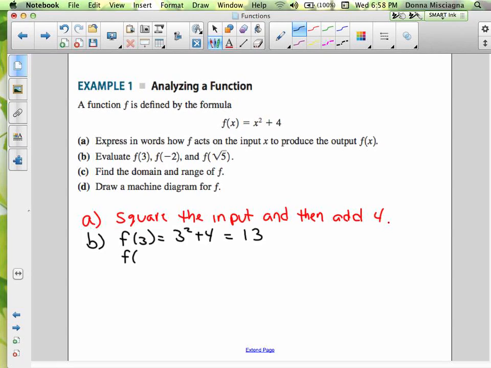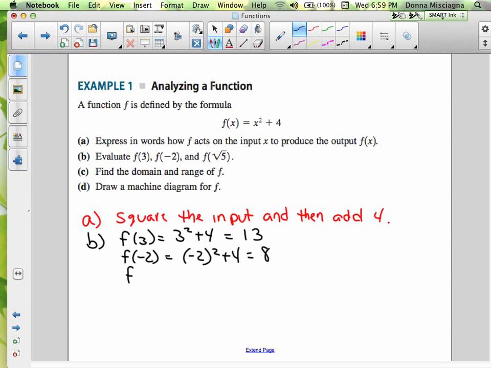f of -2 equals, now here it's important I use parentheses because I have to remember to square the negative. All of x is squared. That means all of whatever I plug in is squared. So (-2) squared is 4, and 4 plus 4 is 8.